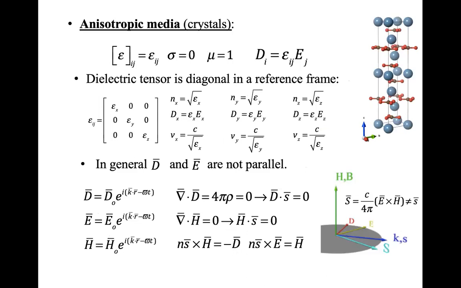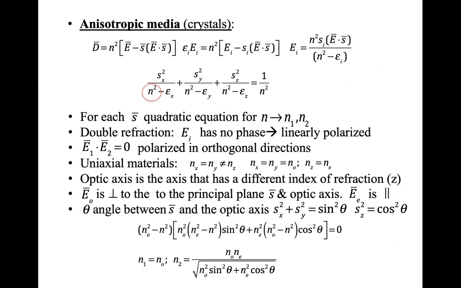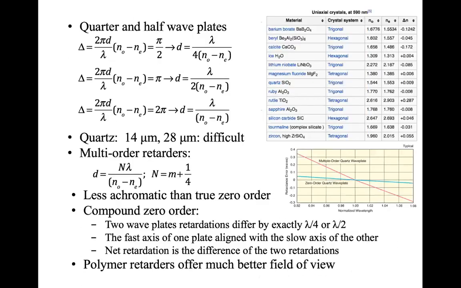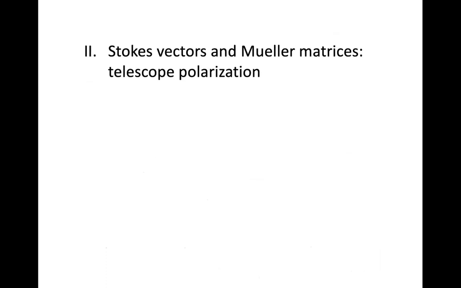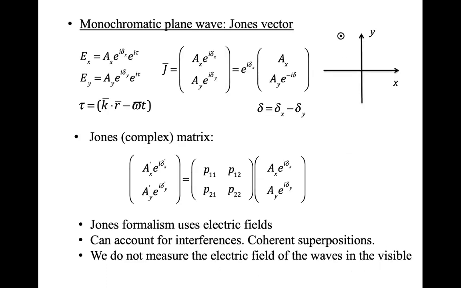Okay. And I'm going through all the cases. And anisotropic media. Why are they important? Because each polarization sees a different refractive index. So it's really all about polarization when you are dealing with anisotropic media. So we use them a lot in polarimetry. Again, I'm going to go rather quick. This is Polaroids, an anisotropic conducting media.